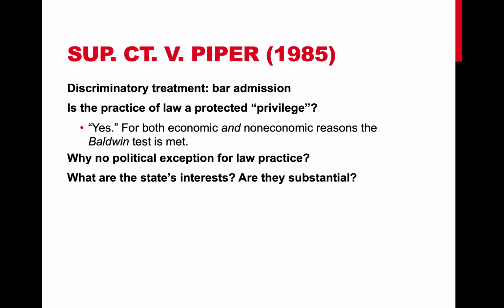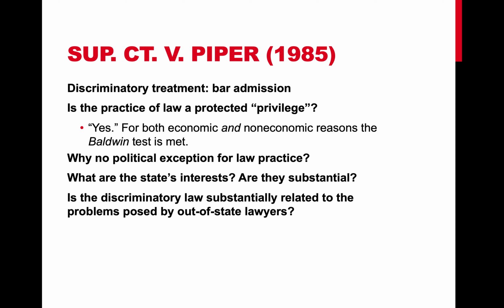And notice that the court says a couple of things in the footnotes at the bottom of page 384. In answering the question, is the discriminatory law substantially related to the problems posed by out-of-state lawyers, the court says no. This is the sort of analysis that you will be doing far more frequently in constitutional law too. Let's see if you can start to wrap your mind around what's going on here. And the same was true with the analysis given in the Dormant Commerce Clause realm.